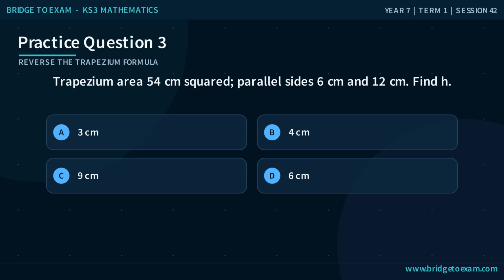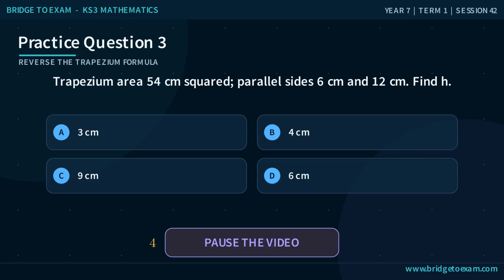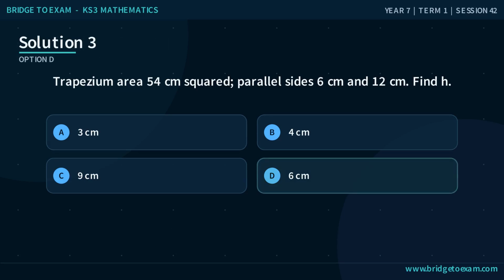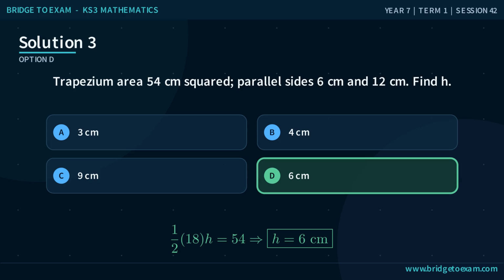Practice question 3. A trapezium has area 54 square centimeters and parallel sides 6 and 12 centimeters. Find its height. Option A is 3. Option B is 4. Option C is 9. Option D is 6. Pause. Solve 1/2 times 18 times h equals 54. Option D is correct. 6 centimeters. 9h equals 54, so h equals 6.